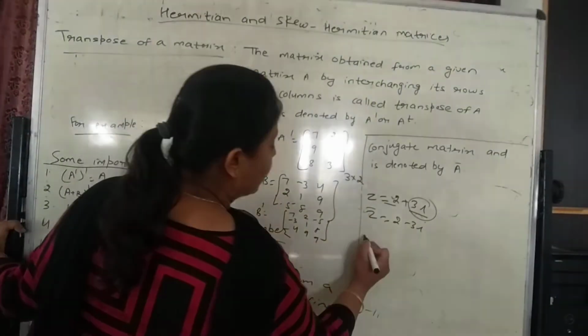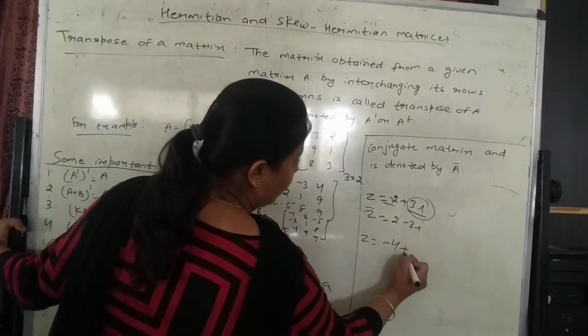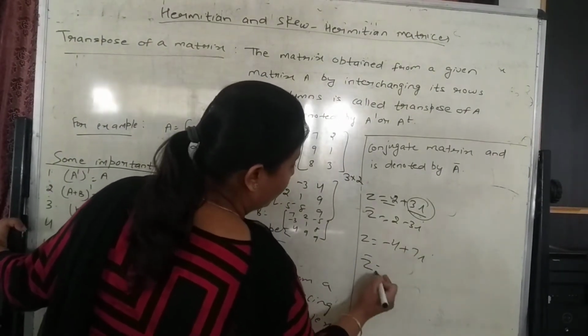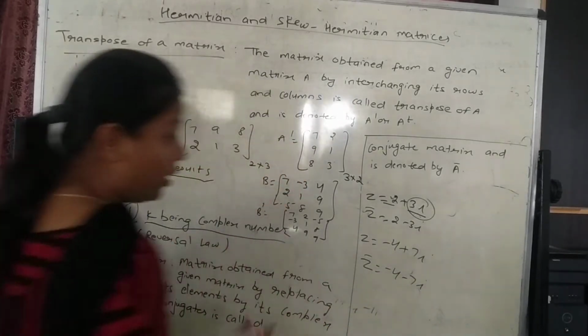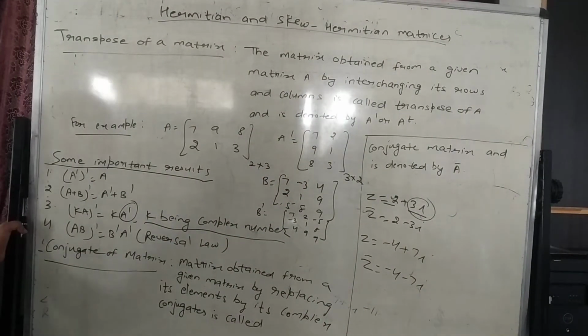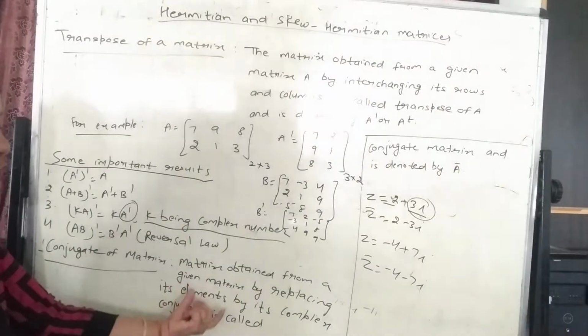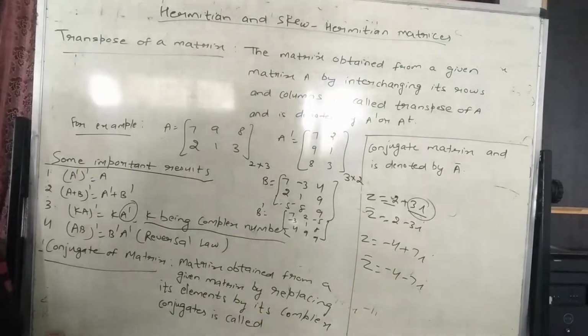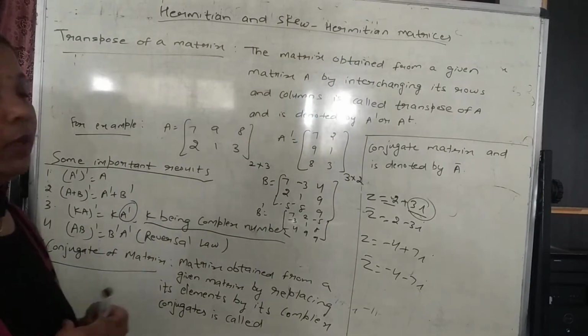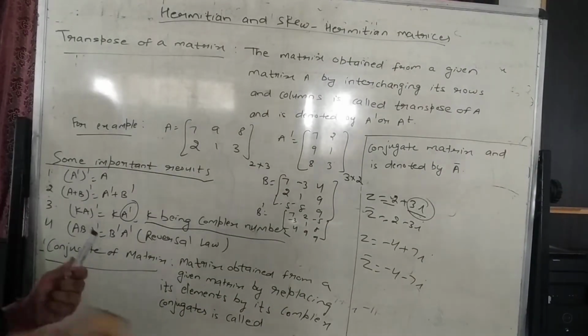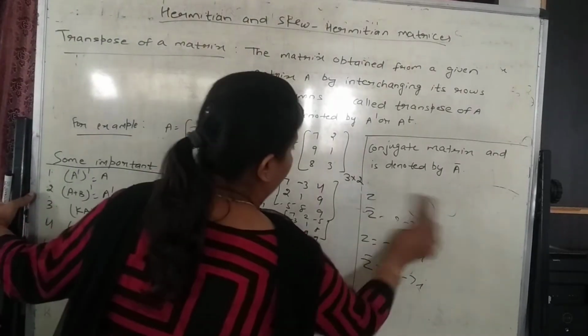Let us take another example. Minus 4 plus 7 iota. It will become minus 4 minus 7 iota. We change the sign of only the imaginary part of that complex number. Similarly, in the matrix, when we replace all the elements by their complex conjugates, it will be called the conjugate matrix, and it is denoted by A bar.